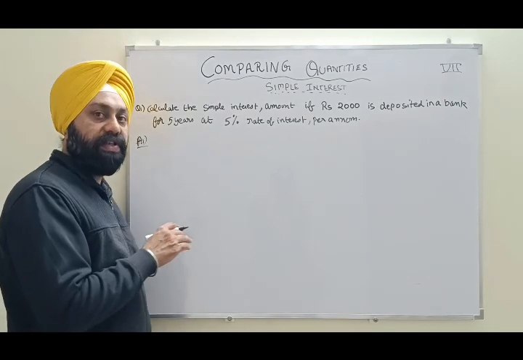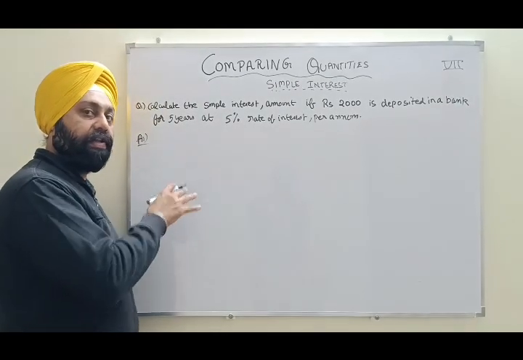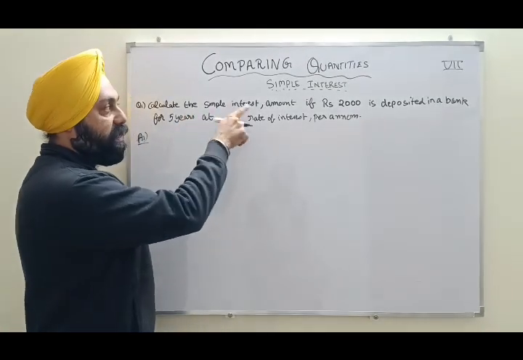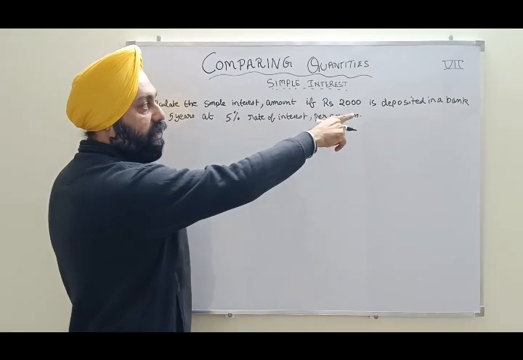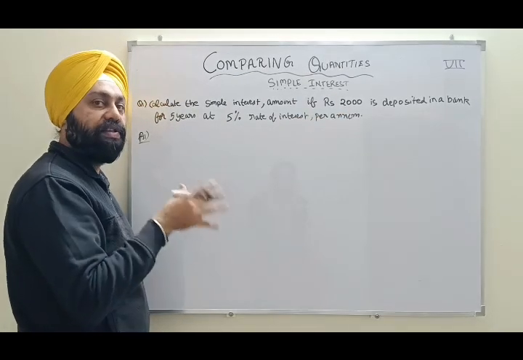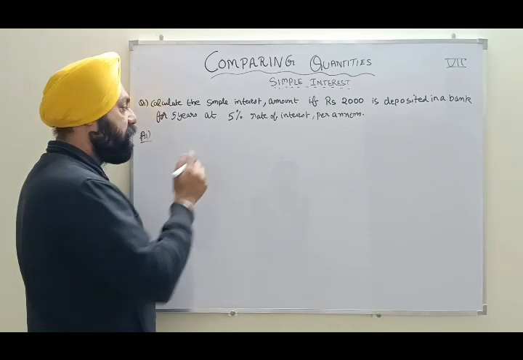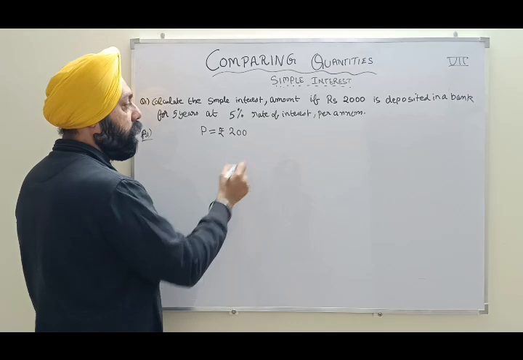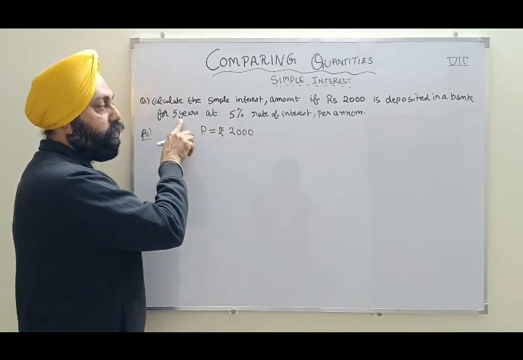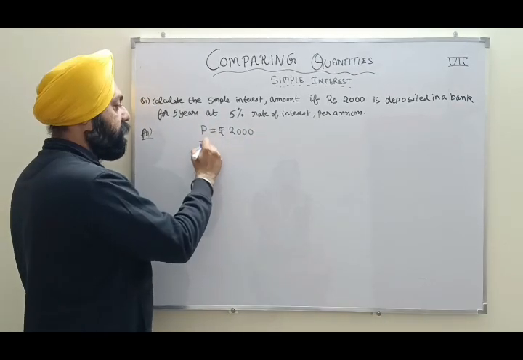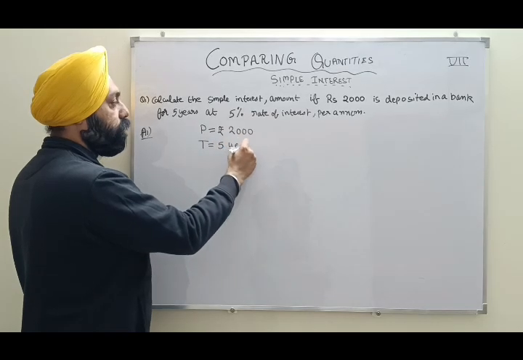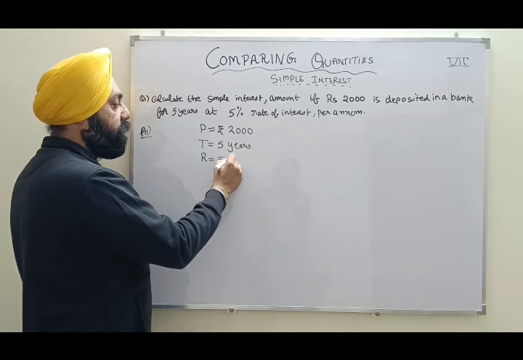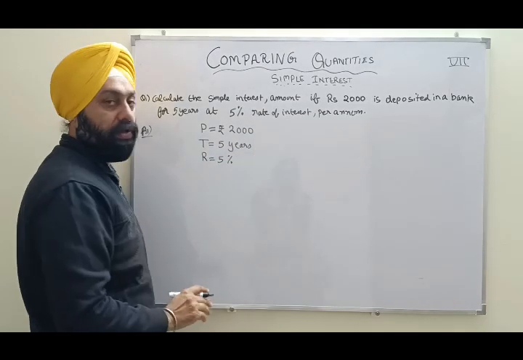So here, first of all, the first step is whatever is given in the question, you have to write that and then use the formula to find it. So calculate the simple interest and amount. Now rupees 2000 is the one which is deposited in the bank. So whatever is deposited or borrowed is taken as the principal. So here we can say that the principal is rupees 2000 and it is deposited for a period of 5 years. So time here is 5 years and this percentage represents the rate of interest. That is, rate of interest is 5% per annum for the year.